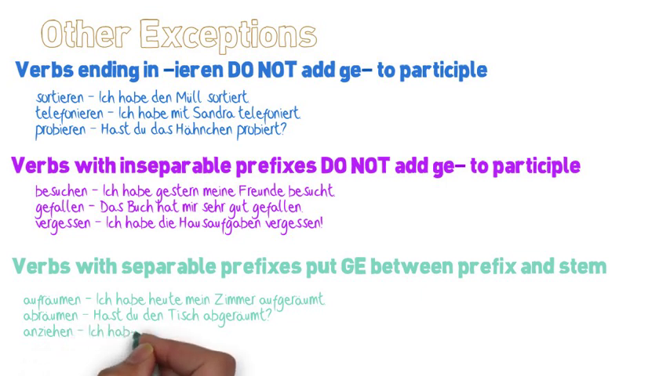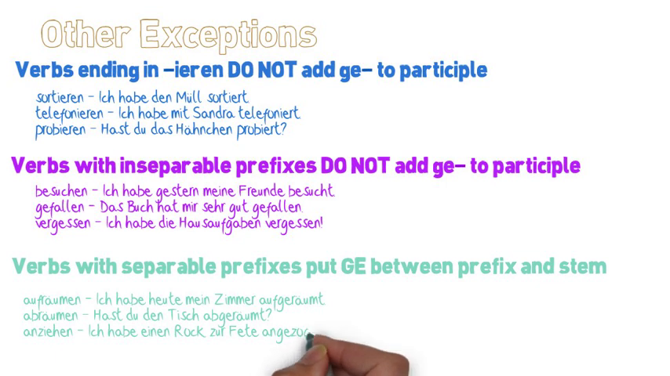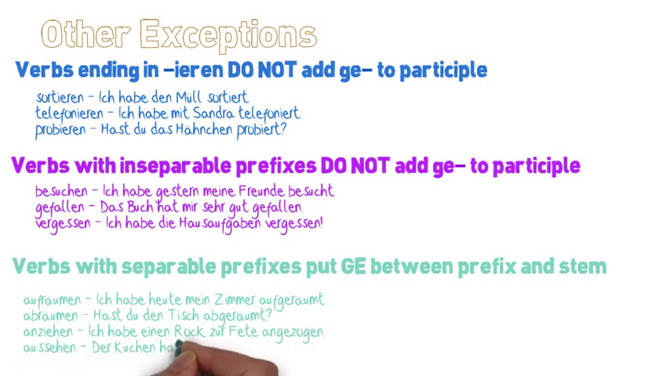With anziehen, which is irregular, remember, you'd say, Ich habe einen Rock zur Fete angezogen. And with aussehen, which is also irregular and separable, we could say, Der Kuchen hat lecker ausgesehen. The cake looked delicious.